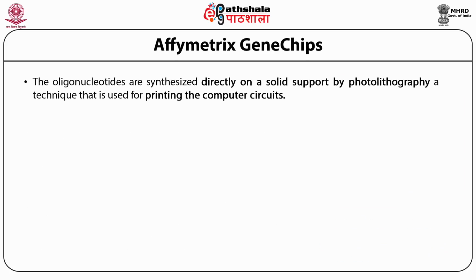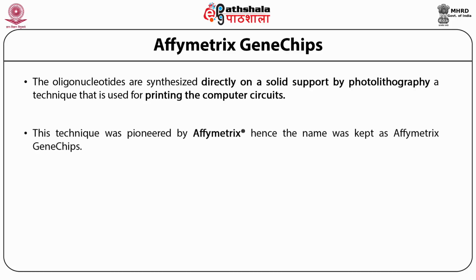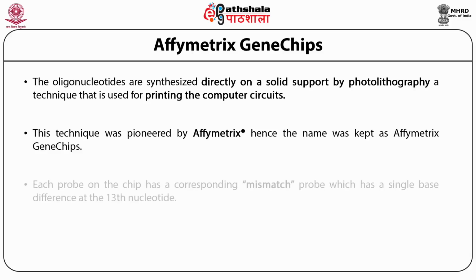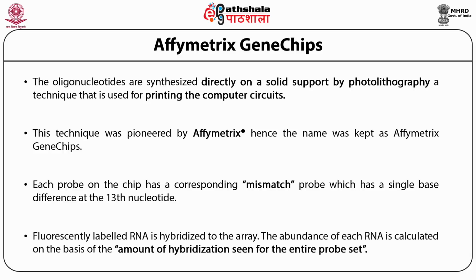The oligonucleotides are synthesized directly on a solid support by photolithography, a technique that is used for printing computer circuits. This technique was pioneered by Affymetrix, hence the name Affymetrix gene chips. Each probe on the chip has a corresponding mismatch probe which has a single base difference at the 13th nucleotide. Fluorescently labeled RNA is hybridized to the array. The abundance of each RNA is calculated on the basis of the amount of hybridization seen for the entire probe set.